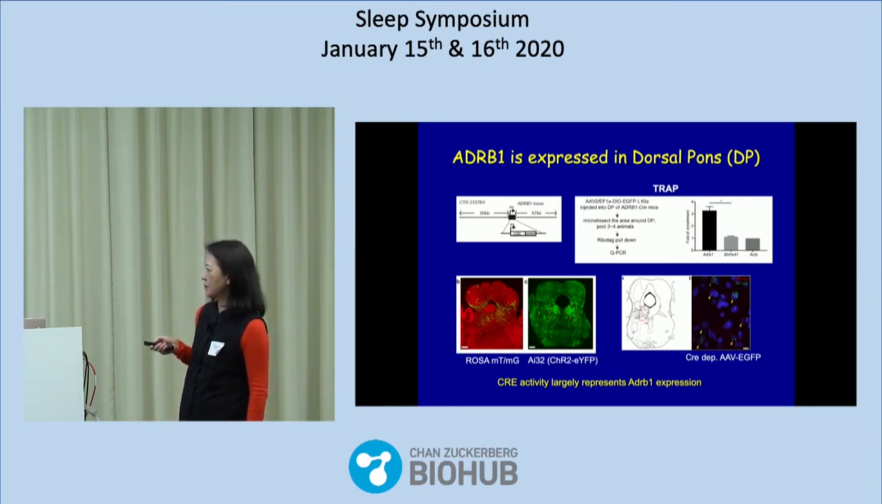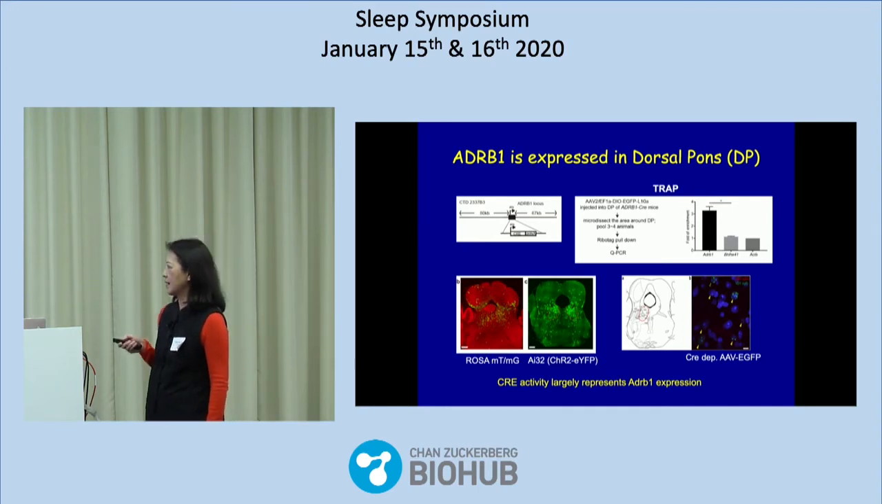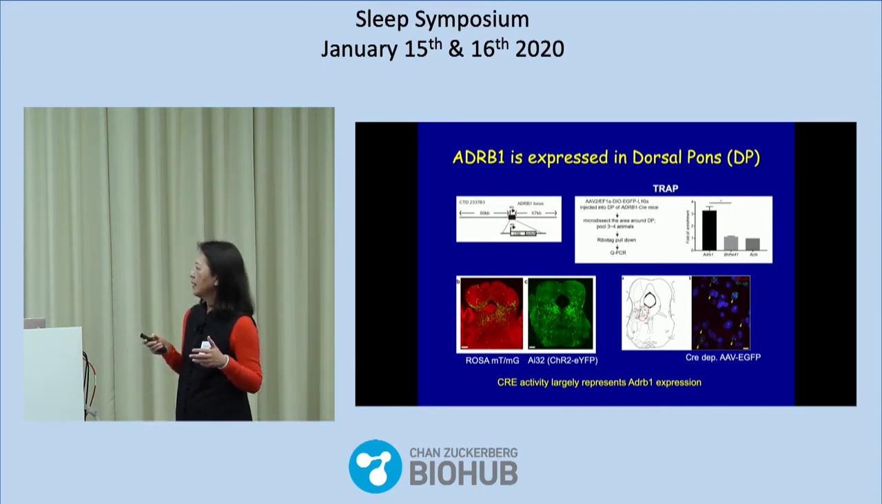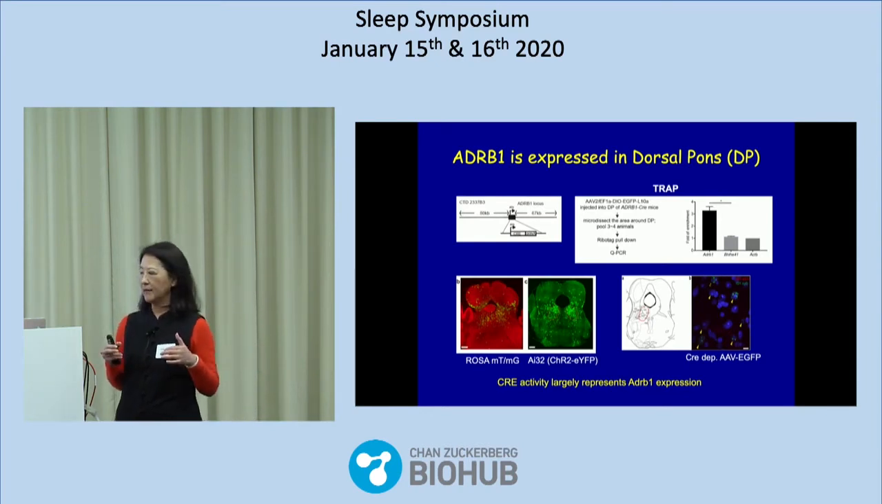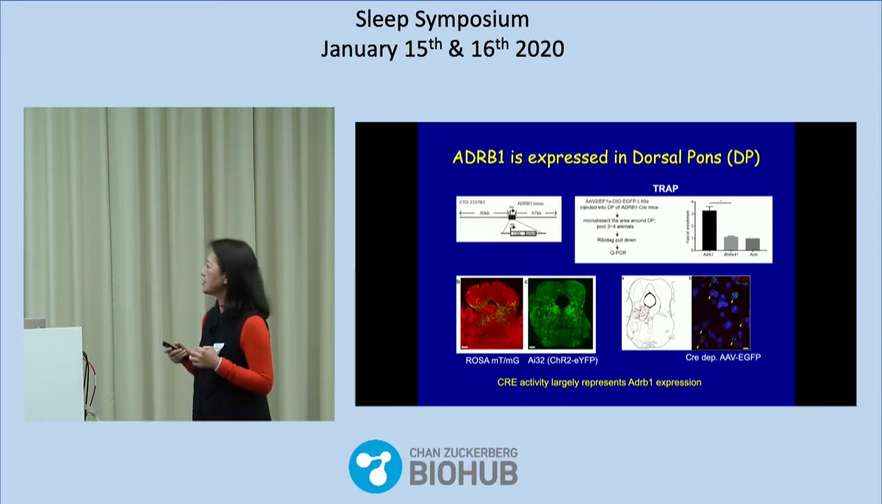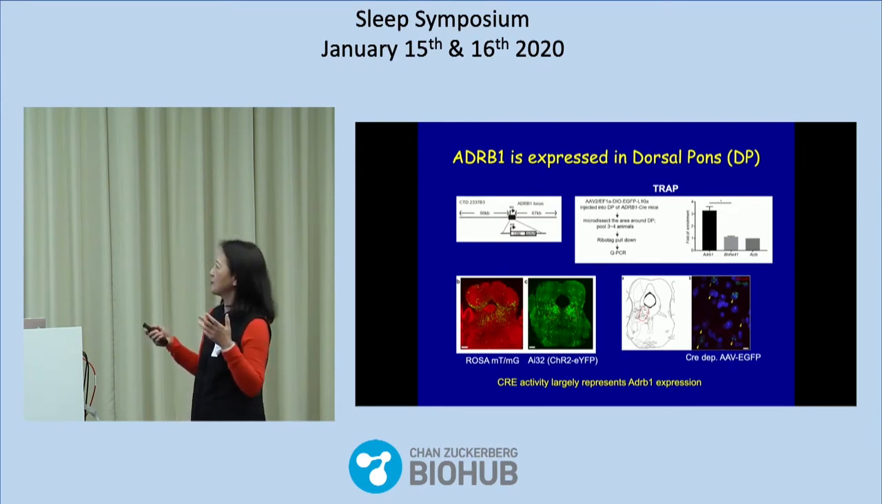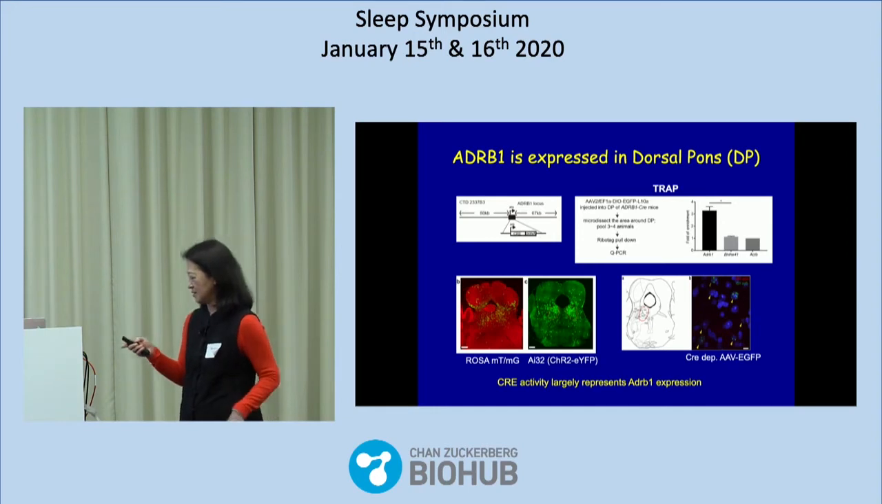From both reporter mice, he found very similar things: ADRB1 is widely expressed in different parts of the brain, including a region called dorsal pons. Dorsal pons is a region that people have previously indicated participates in sleep regulation. So he thought the dorsal pons region would be a good place to start. But before he dived into the dorsal pons region, he did three experiments to confirm this is a good place to start.